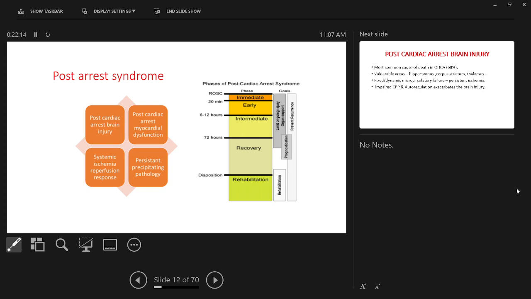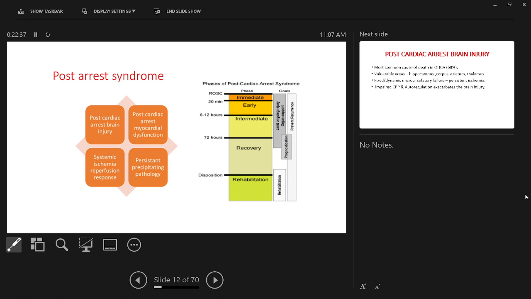The immediate phase is after achievement of ROSC up to 20 minutes. When a patient has ROSC for more than 20 minutes, it is called sustained ROSC. During this phase, we have to treat and evaluate the precipitating cause that caused the arrest. This has to be managed adequately, and we have to rule out the 5Hs and 5Ts, the reversible causes of cardiac arrest. That has to be evaluated within these 20 minutes.